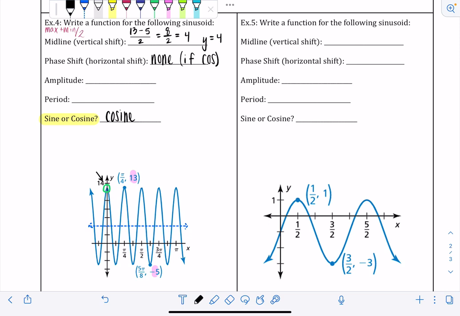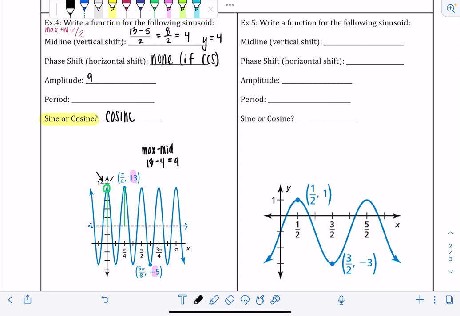Okay, so the next thing is the amplitude, which is the distance from the midline to the maximum, or the midline to the minimum. Our midline is right here at 4, and it's going up to a maximum of 13, or we can look at it from right here. So if you're not sure, you could always do the max minus the midline. So in this case, 13 minus 4, which is 9. So our amplitude is 9.